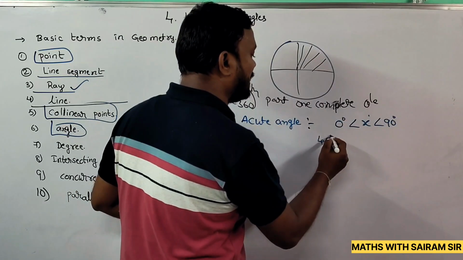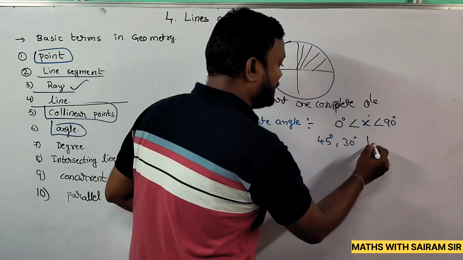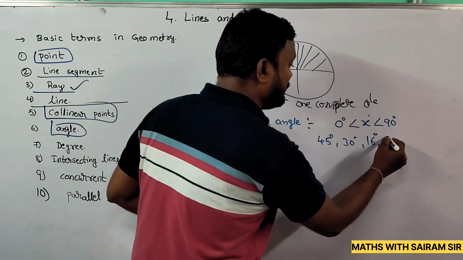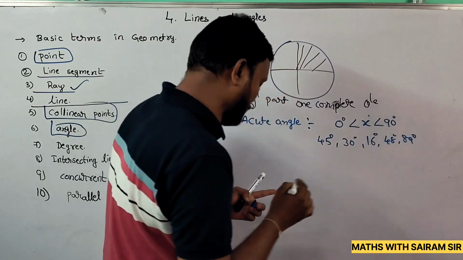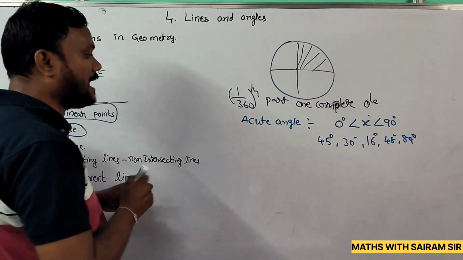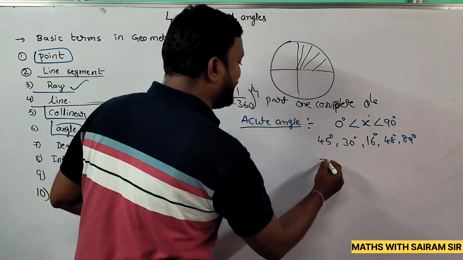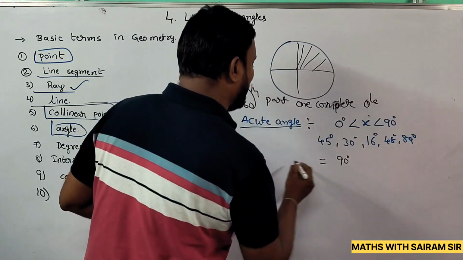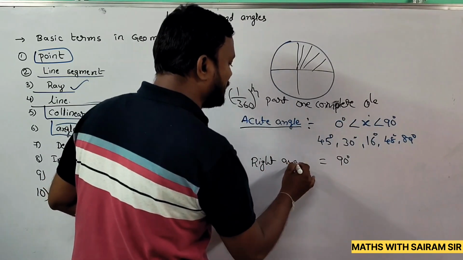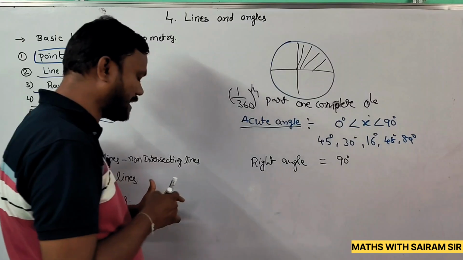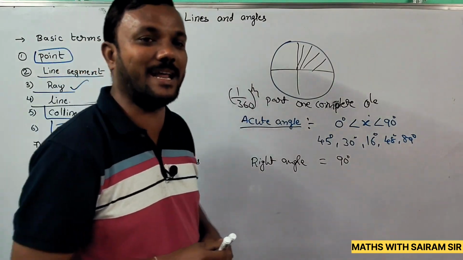Let us take 45 degrees, 30 degrees, 16 degrees, 48 degrees, even 89 degrees is also called an acute angle. And if you take an angle whose measure is exactly 90 degrees, then that angle is known as a right angle. An angle whose measure is exactly 90 degrees is known as a right angle.